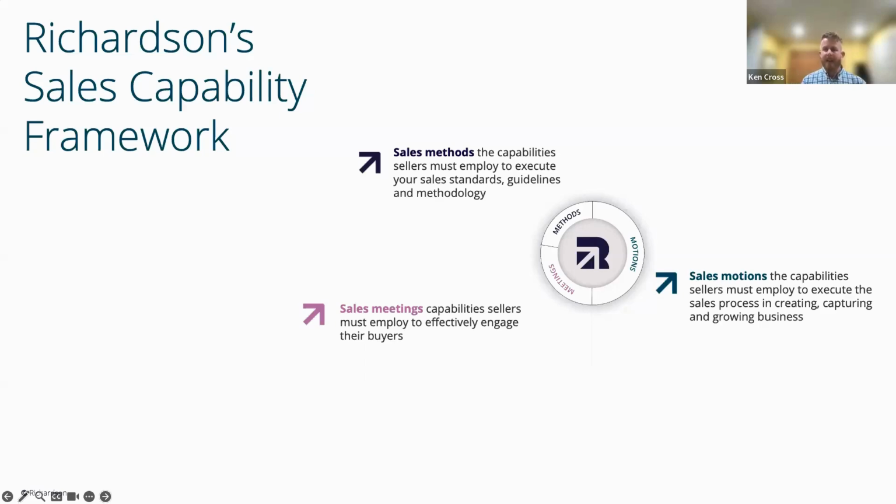And then lastly, sales meetings. We talked about some examples of how sellers show up for a meeting, and some of the examples we talked about fell into this bucket of sales meetings. These are the capabilities that sellers would employ to effectively engage their buyers. Now, this framework can give you some great ideas on what good looks like for your organization and for your sales team, and really how to align these behaviors with measurable outcomes.